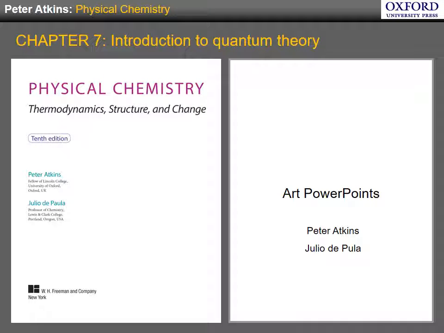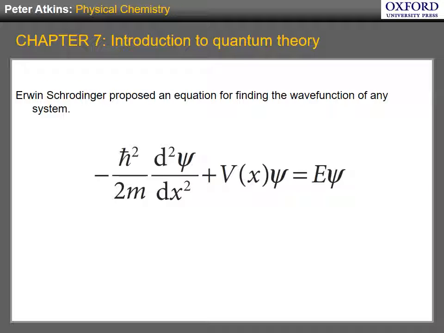Hello, today we will continue our discussion of dynamics of microscopic systems by looking at the Schrödinger equation. Erwin Schrödinger in 1926 proposed an equation to find the wave function of any system. Here we have the time-independent Schrödinger equation.